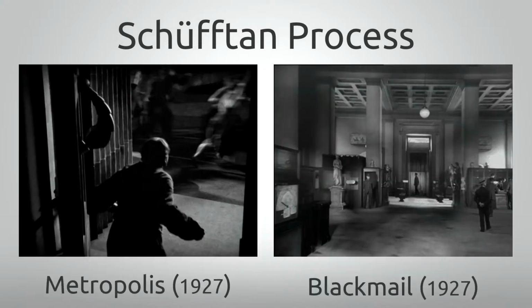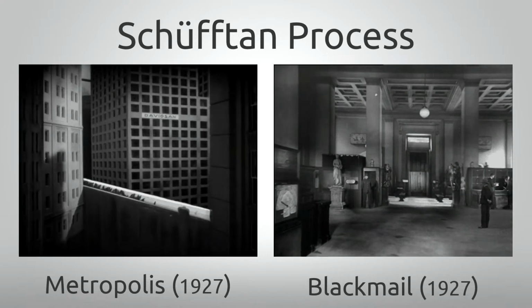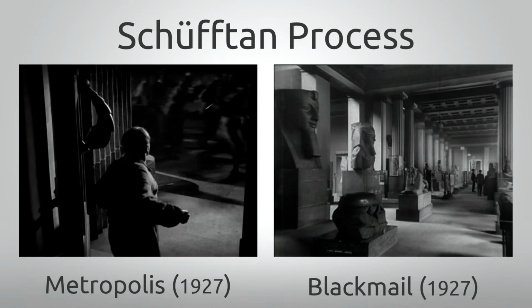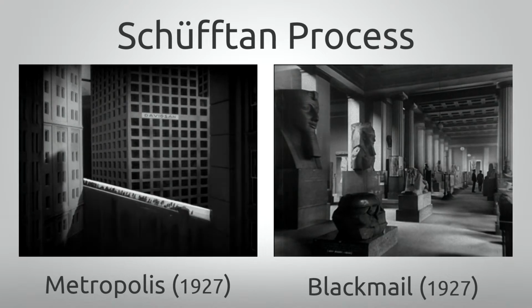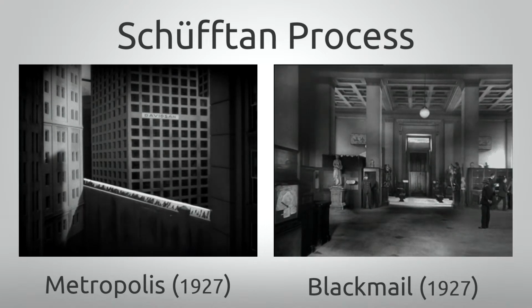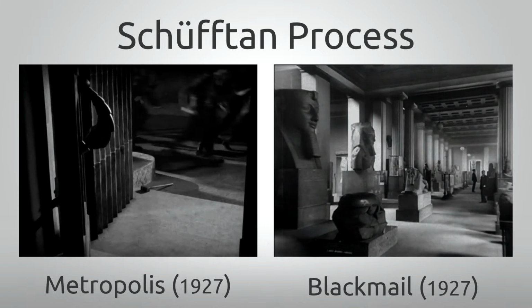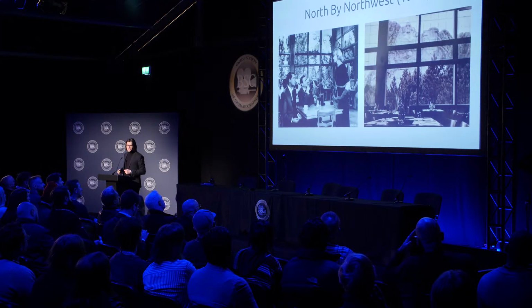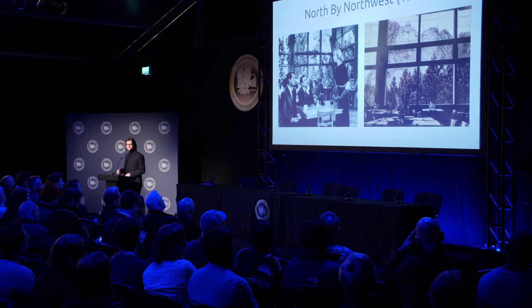Back in the day, that was a way to film in locations that were impossible to film in, or simply too expensive. It was used in Metropolis, but also in Blackmail, where they couldn't film in the British Museum, so Hitchcock had to use this process. Another example of creating a background, not virtual yet, is a painted backdrop. Here is the original backdrop of Mount Rushmore for North by Northwest, again Hitchcock. That was another way to have a background when you couldn't film on Mount Rushmore.